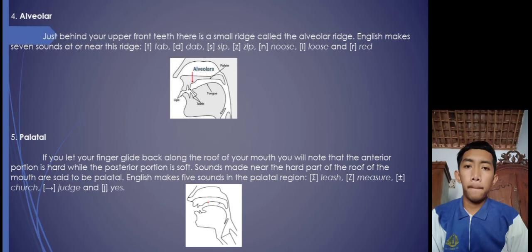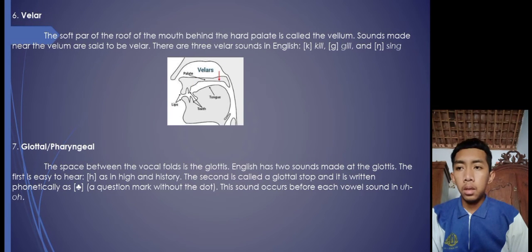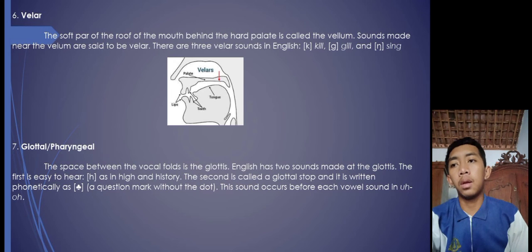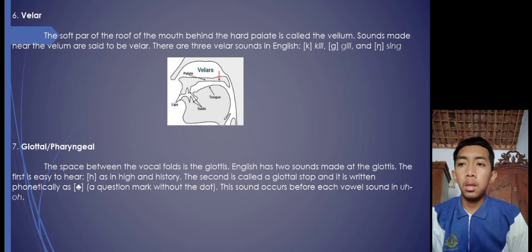The next is velar. The soft part of the roof of the mouth behind the hard palate is called velum. Sounds made near the velum are called velar. There are 3 velar sounds in English: kill, gill, and sing. In English phonetics, they are consonants articulated with the back part of the tongue, or the dorsum, against the soft palate, the back part of the roof of the mouth.